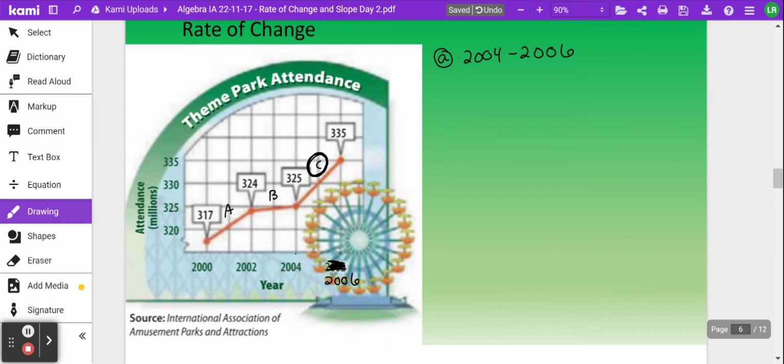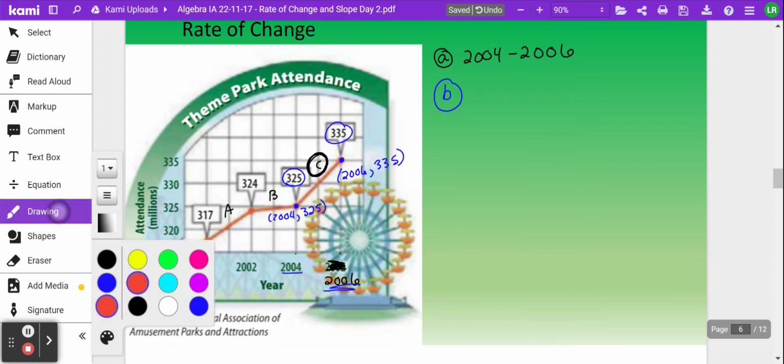Now, part B. Let's figure out what in the world this rate of change is. Well, I need the data points. So for this data point, my x is 2004. My y is the 325. That's coming right off the graph. For this data point, my x from the x-axis is 2006. My y is the 335.